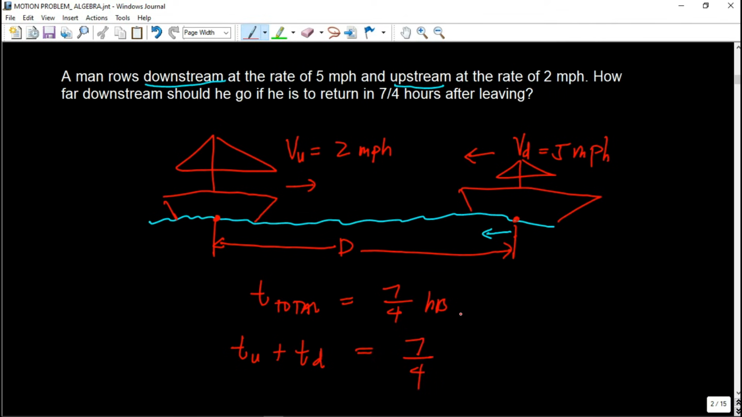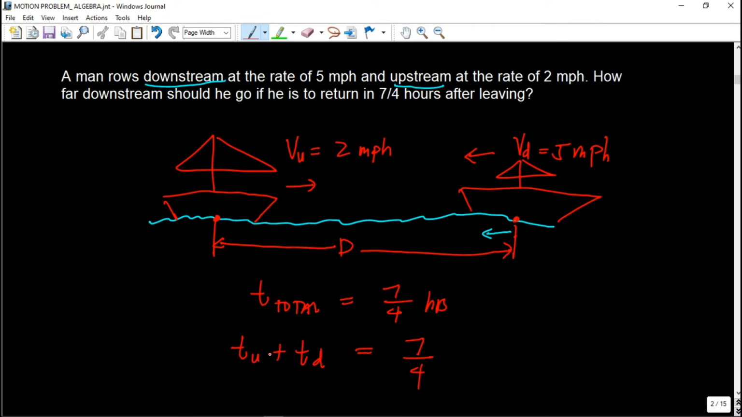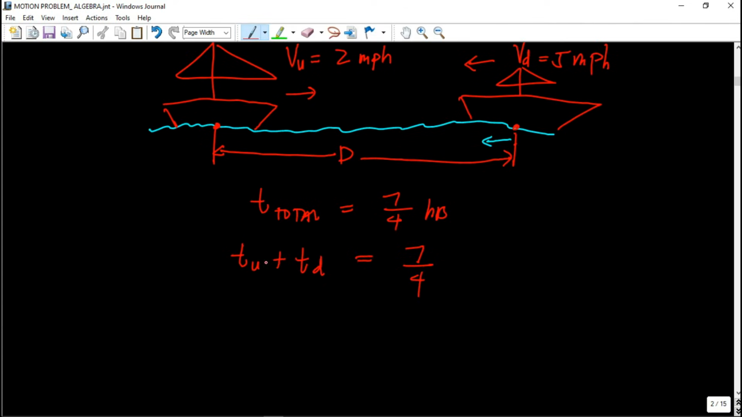Let's look at the units, guys. I rarely do this, only in algebra do we track the units. As long as we know that these times are also in hours. Let's relate time in terms of distance and speed. We know that speed is equal to distance over time. Therefore, time is equal to distance over velocity.